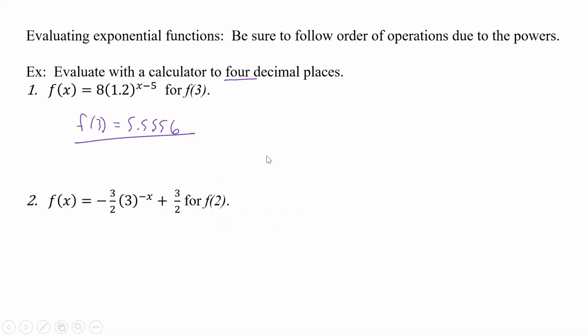So if we write that out, our f of 2 equals 1.1234, and that would be what it equals to 4 decimal places. Again, if it told you to do it to 1 or 2 or whatever, you just follow what it says and you round it accordingly.